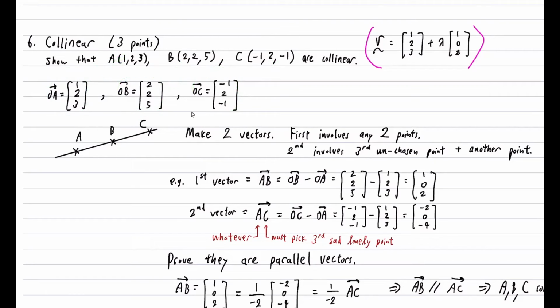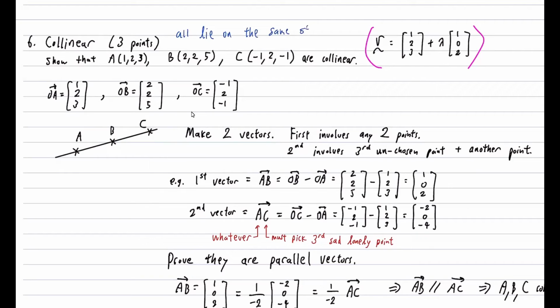Then how do you show that they are collinear? You always make 2 vectors. Take a look at this picture. Point A, point B, point C. They are collinear. Oh, sorry, I didn't mention, collinear means they all lie on the same straight line. Do you know that? Yeah.